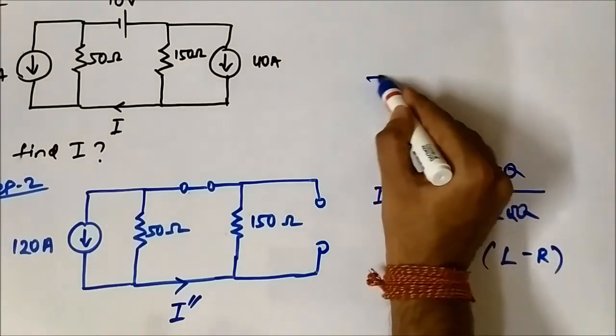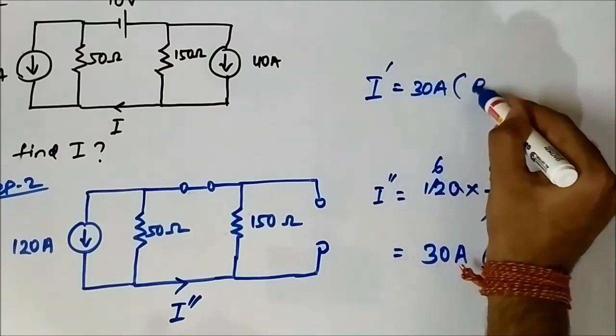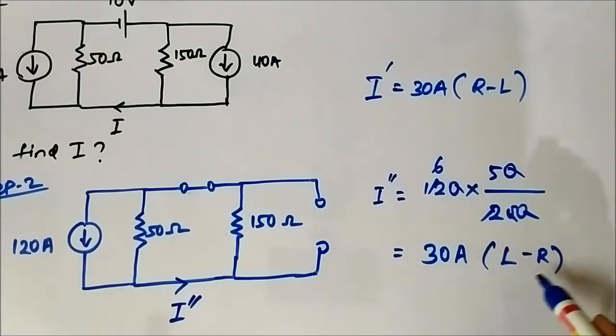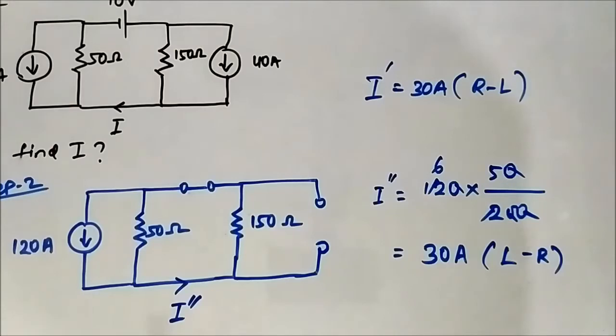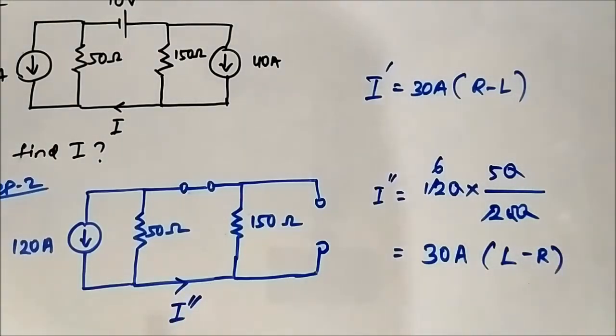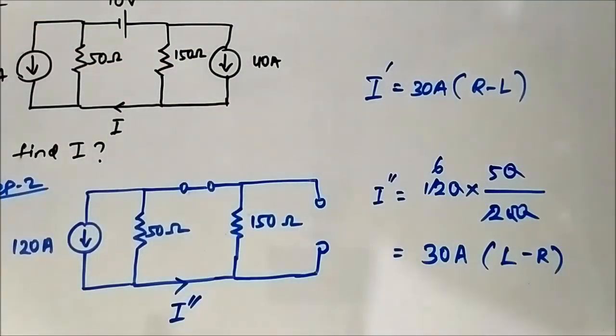I dash was 30 ampere right to left. Here it is 30 ampere, magnitude is same but direction is opposite. So this is because of 120 ampere, the current flowing through this branch. This is 30 ampere left to right. So now we will consider only the 10 volt voltage source, open circuiting both 120 ampere and 40 ampere current sources.